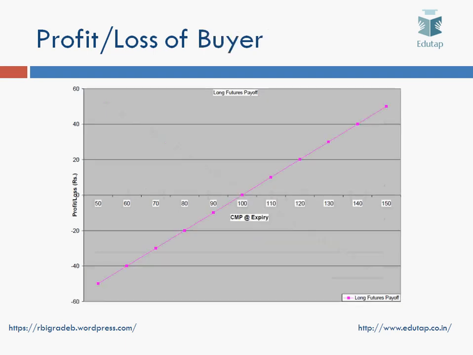Now for a buyer, this is entirely opposite. As the price increases for the buyer, his profit increases. As the price decreases, his loss increases or his profit decreases. So the concept is that the buyer is expecting that the price would increase by that time, and he has agreed to buy at a certain price in the future. So if the price increases, he is in a profitable position because he will get at a lesser price which he has already agreed 30 days back.